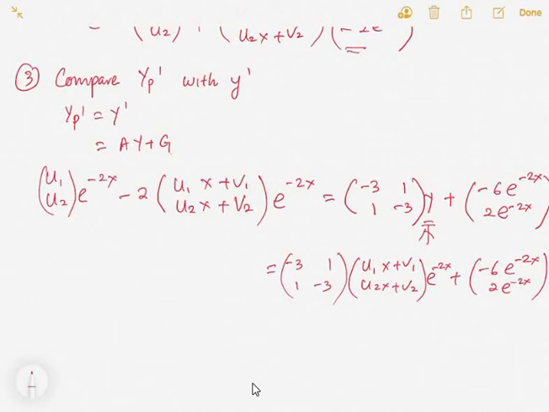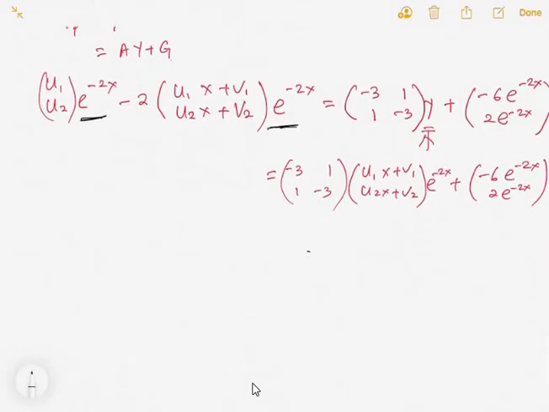Okay, now you can collect all the exponent. Okay, collect all the exponent. For example, this exponent and this exponent, you collect everything. So left hand side is left hand side, right hand side is right hand side. So you collect all the things into one.